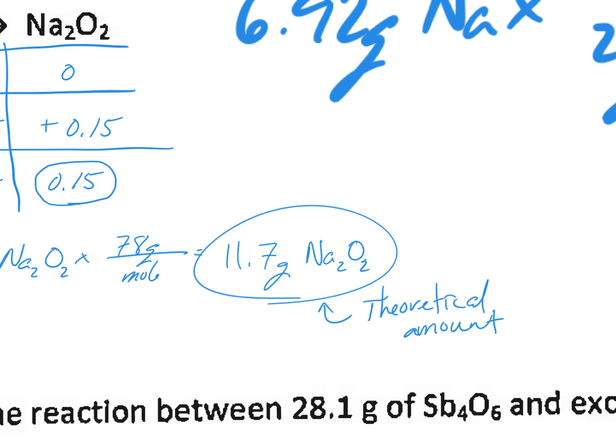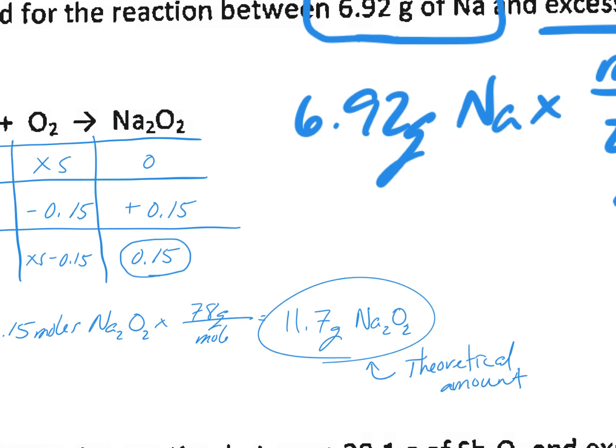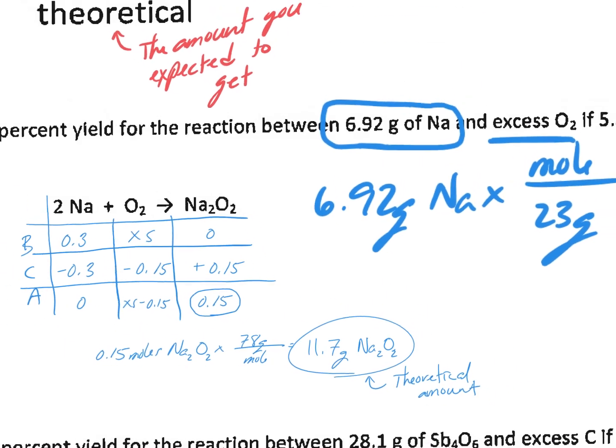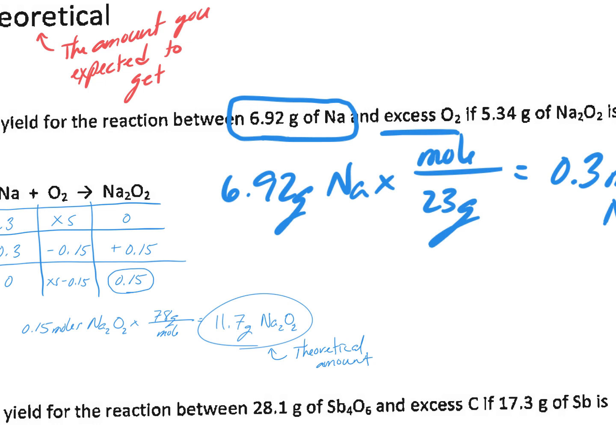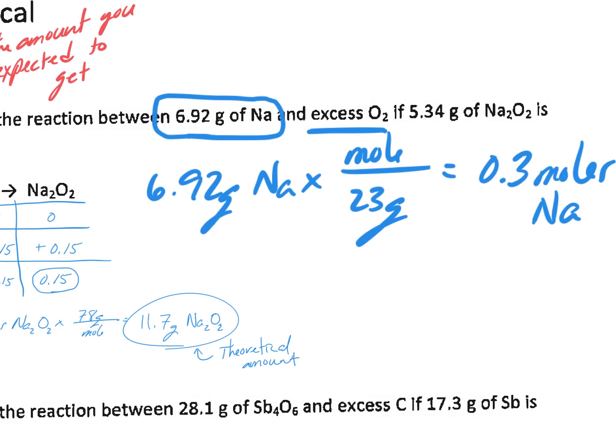Okay? I mean, this is how much we would make if everything went perfectly. No mistakes were made. All measurements were perfect. Everything was perfect in our experiment, and we made as much sodium peroxide as we could possibly make. That would be 11.7 grams. Well, actually, in the problem, it says that we really only made 5.34 grams of sodium peroxide. So what is the percent yield?